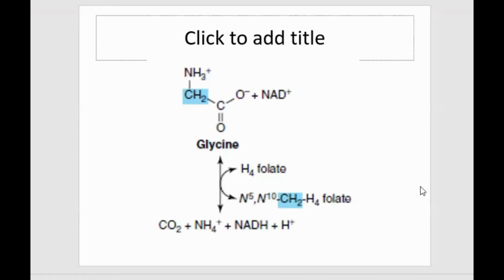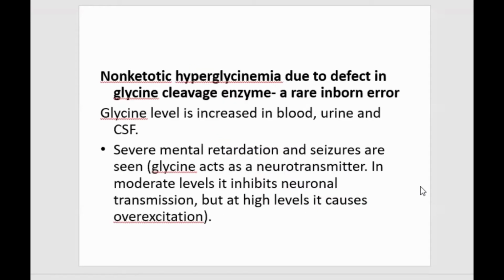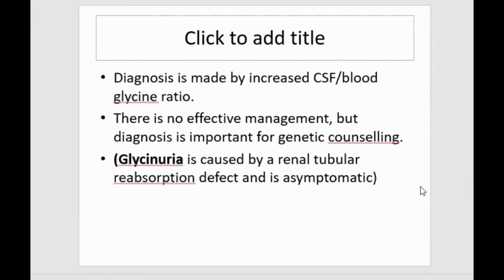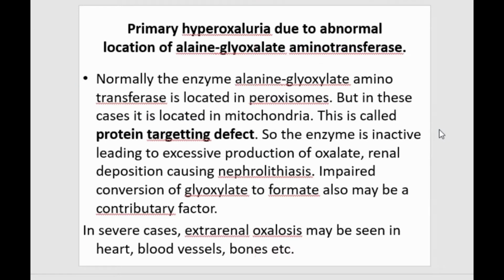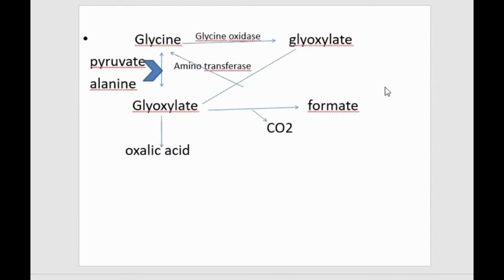So we should be able to distinguish between non-ketotic hyperglycinemia and glycinuria. Glycinuria is a renal tubular reabsorption defect only, whereas non-ketotic hyperglycinemia is due to a glycine cleavage enzyme defect. There is a third disorder associated with glycine metabolism, that is primary hyperoxaluria due to abnormal location of alanine glyoxylate aminotransferase. Apart from the glycine cleavage enzyme, glycine can also be acted upon by either glycine oxidase or alanine glyoxylate transaminase to form glyoxylate. Either of them can produce glyoxylate.